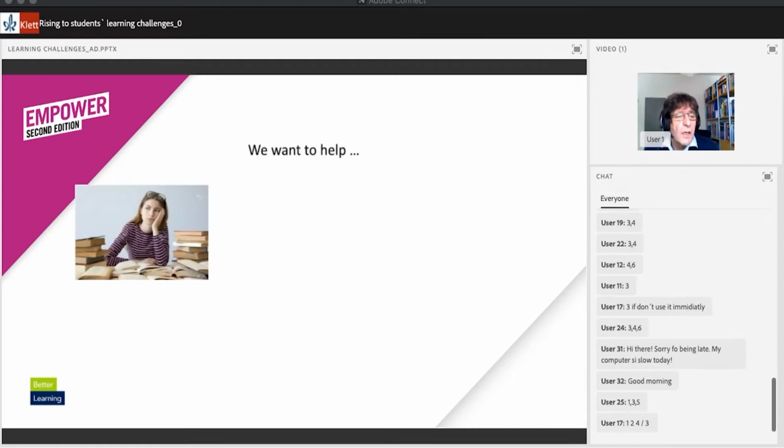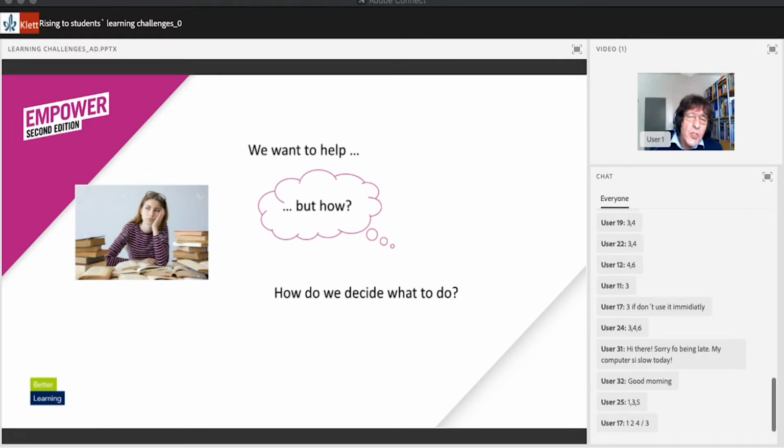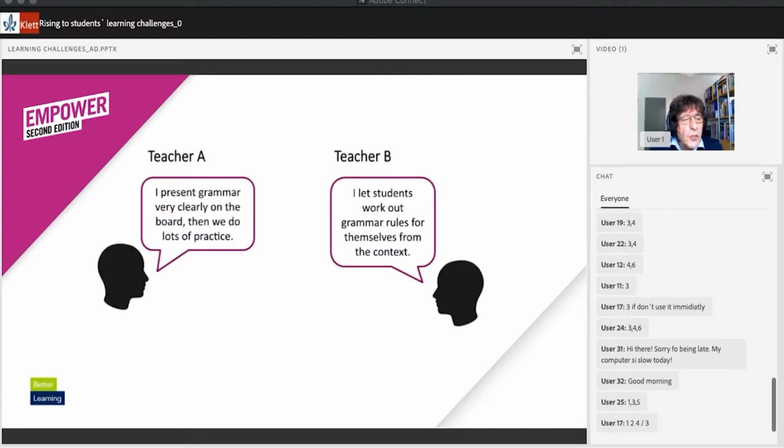as teachers, if learners are facing challenges, we want to help. But how do we do that? Or more specifically, how do we decide what to do in our teaching which will help learners? Just to focus on this, I'd like to show you 2 examples of approaches teachers take, 2 different approaches teachers take to try to help their learners with grammar.